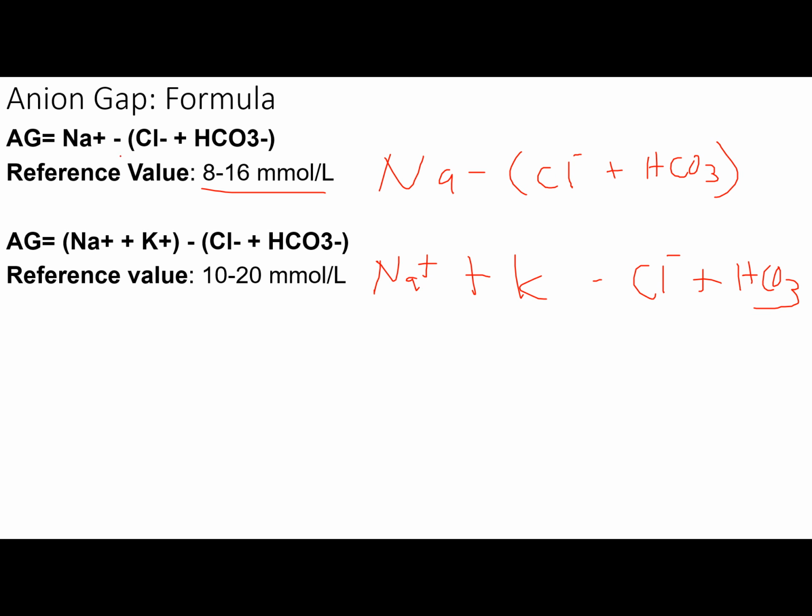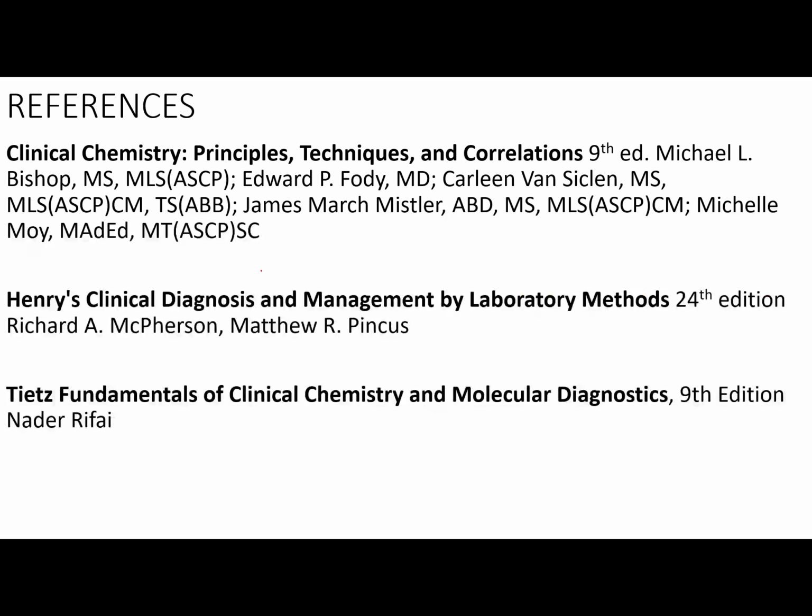If walang available na potassium, you could use the first formula. But if there's an available potassium, use the second formula. Iba-iba sila ng reference value. 8 to 16 millimole per liter for the first formula, 10 to 20 millimole per liter for the second formula.